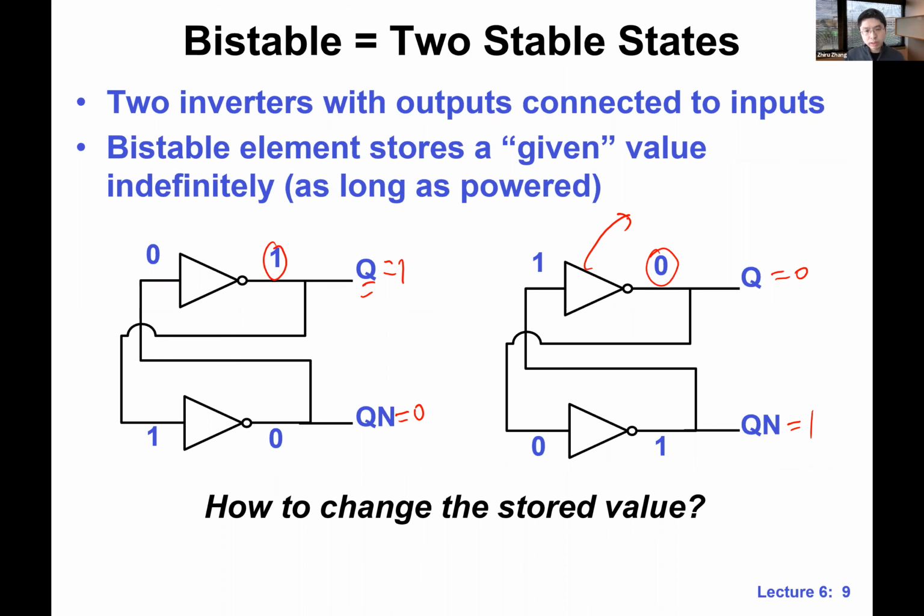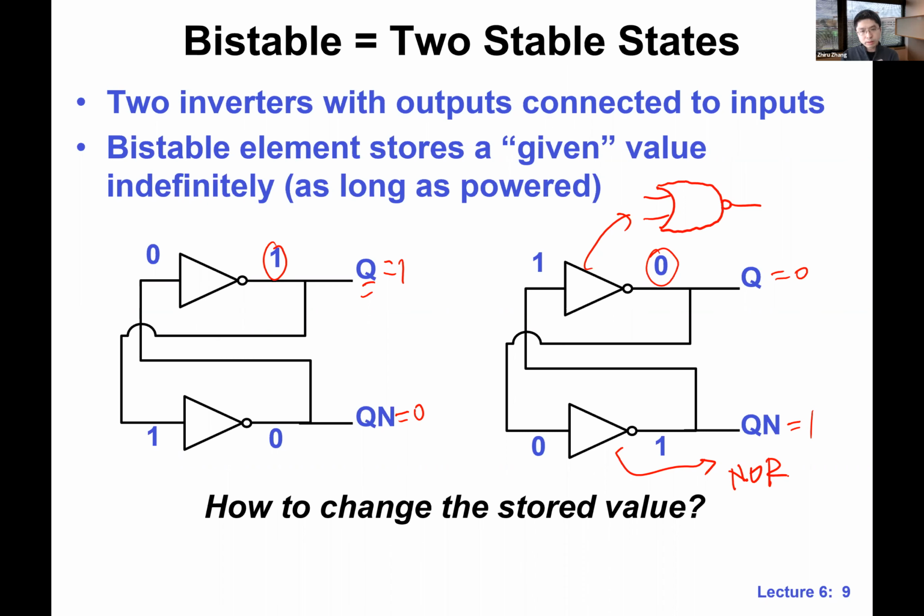Maybe we can replace this inverter with a two-input gate. That's one proposal; let's see whether it works or not. Maybe we can replace it with something that we learned right before. What is this? This is a NOR, with two inputs. We can also replace both inverters with NOR. Let's try this. Later we'll see NAND as well, since we can also replace the inverter with NAND. But for now, let's just focus on NOR.